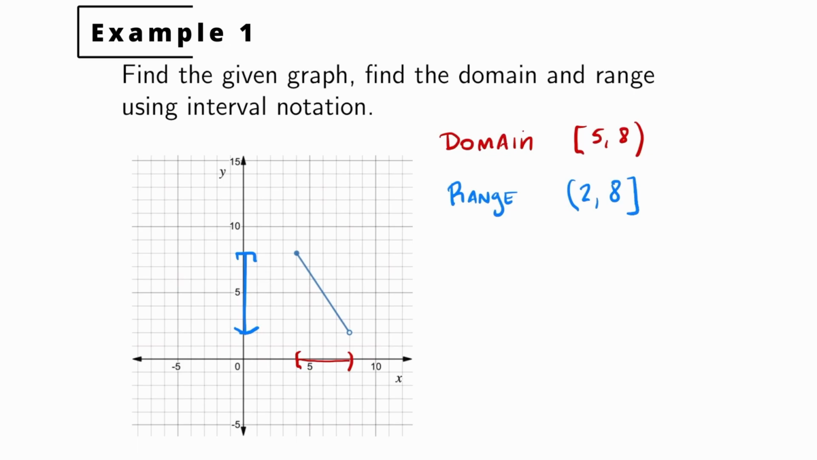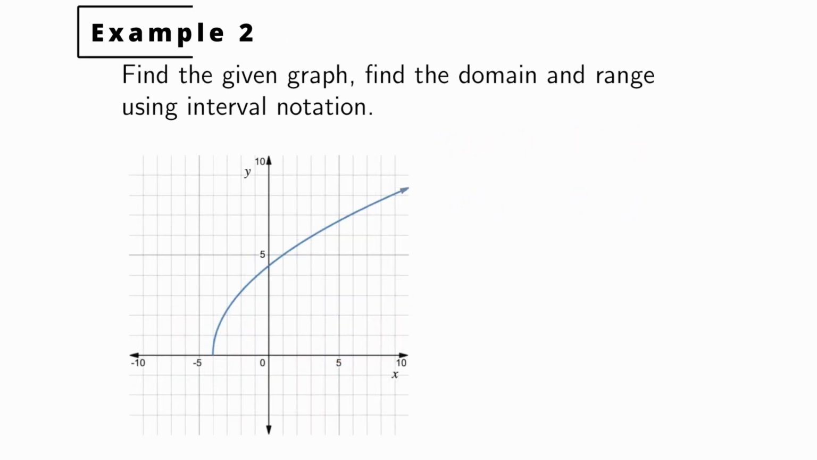And you'll notice here, right, make sure when you're in interval notation, you write from the smallest value to the largest value. So from 2 to 8, okay, even though from here, right, it was from 5 to 8. Okay. That's it. Example 2.